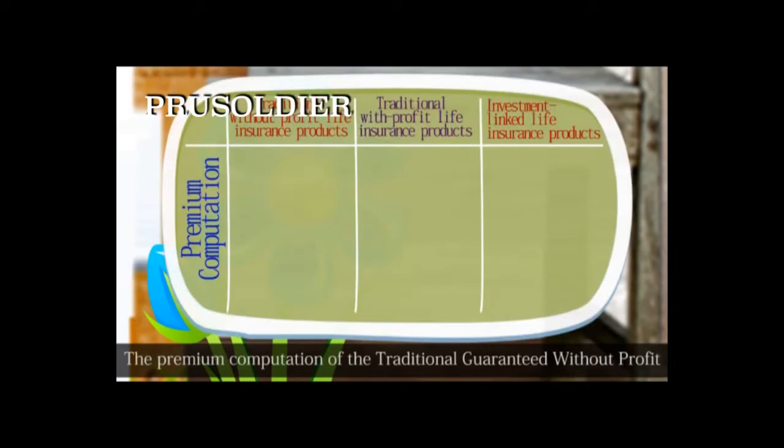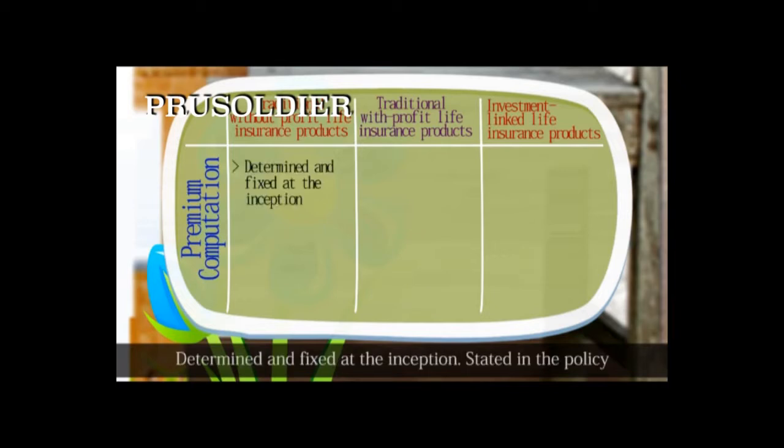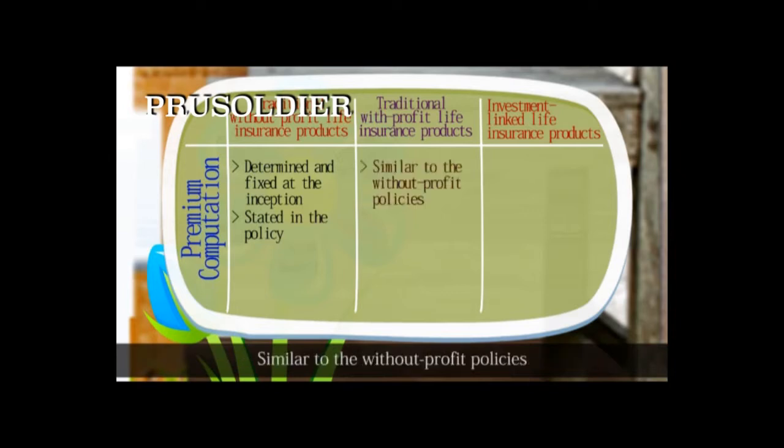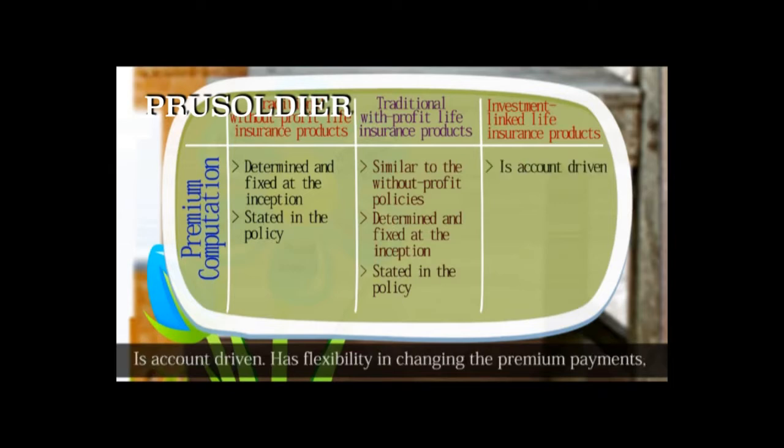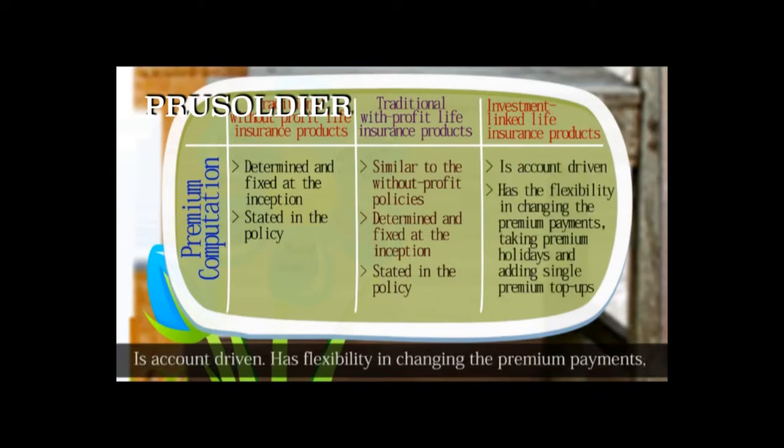The premium computation of the traditional guaranteed without-profit life insurance is determined and fixed at the inception, stated in the policy. The premium computation of the traditional guaranteed with-profit life insurance is similar to the without-profit policies. Determined and fixed at the inception, stated in the policy. The premium computation of the investment-linked life insurance products is account-driven, has flexibility in changing the premium payments, taking premium holidays, and adding single premium top-ups.